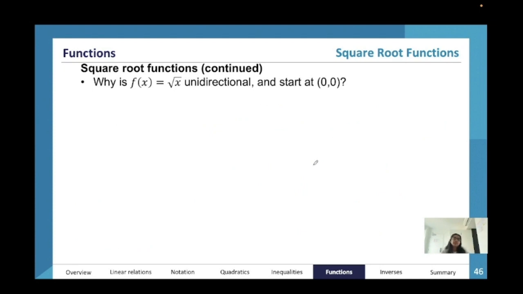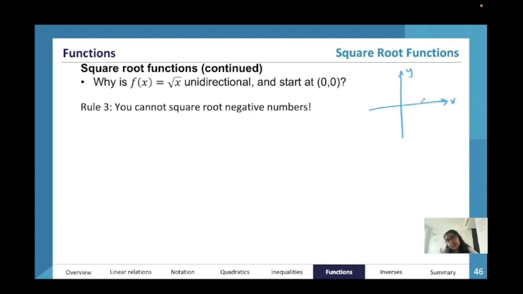Okay, so next concept is square root functions. Square root functions are basically, as the name suggests, a function inside the square root. For example, f of x is square root of x. It's unidirectional, it starts at 0, 0. I'll show you an example of how it looks. We've got y, x, you've got an endpoint at 0, 0, and it goes like this, one direction, just on the right. The reason is we can't square root negative values of x. So you cannot have a square root on this side.